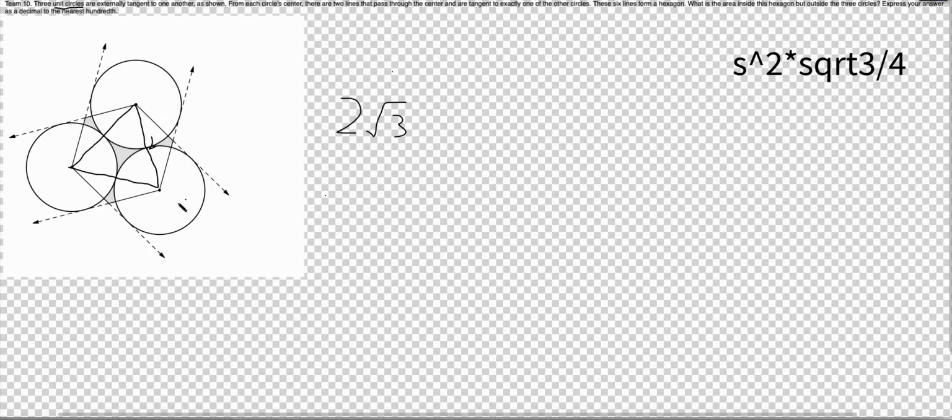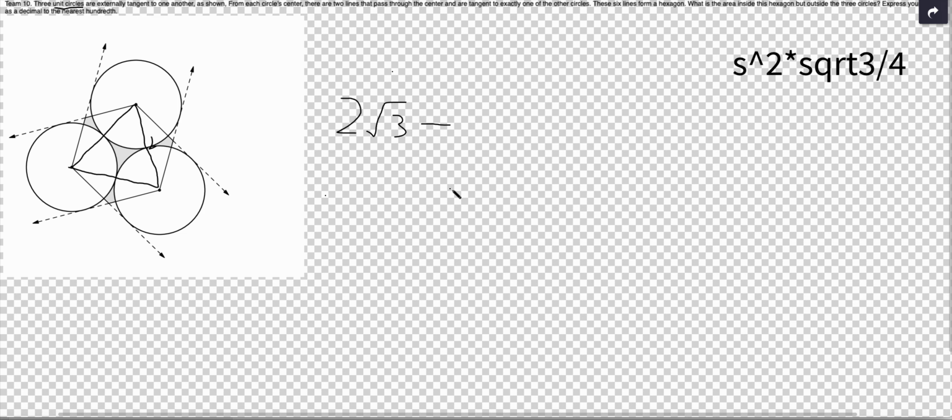We have to subtract one whole circle from this hexagon. Using the formula for the area of a circle, pi r squared, we find that the area of the circle is pi. So 2 root 3 minus pi. That's a very bad pi. If you do the calculations, you'll find that 2 root 3 minus pi rounds to 0.32.